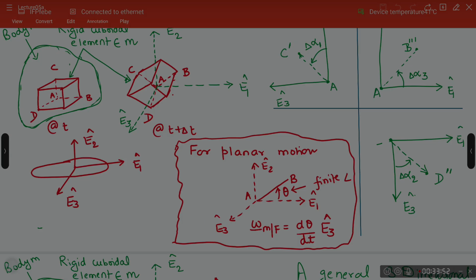However, in the case of general three-dimensional motion, when body M is not undergoing a planar motion, the three components of the angular velocity vector omega mf can be obtained as rate of change of small changes in the orientation of small e1, small e2, small e3 relative to big E1, big E2 and big E3.